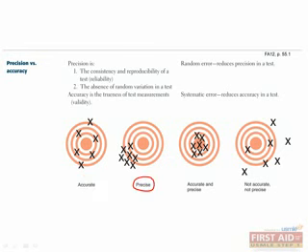In the second diagram, the data is tightly clustered but off-center, so the test is precise but not accurate. In the third diagram, the data is tight and centered, so the test is both accurate and precise. Finally, the last diagram shows widely scattered and off-center data corresponding to a test that is neither accurate nor precise.